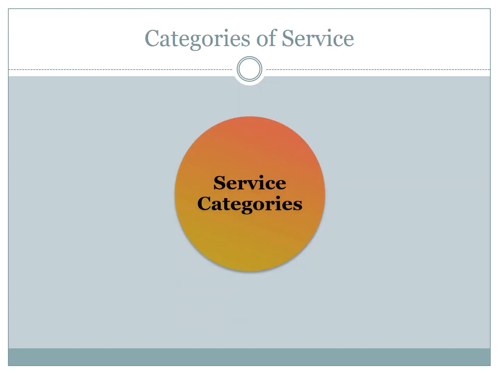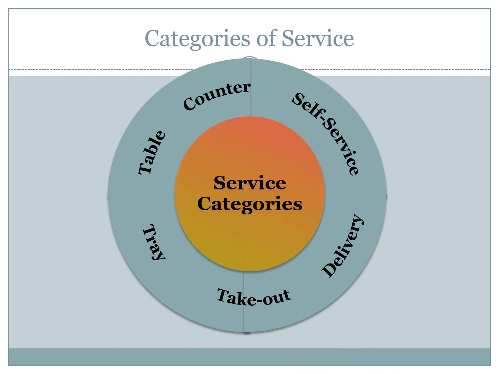Let's talk about some categories of service. There's a lot of different ones to choose from, and they can be categorized in a lot of different ways. In fact, a number of combination services do exist, such as table service, counter service, self-service, delivery, and so forth. So we're going to talk about each one individually.